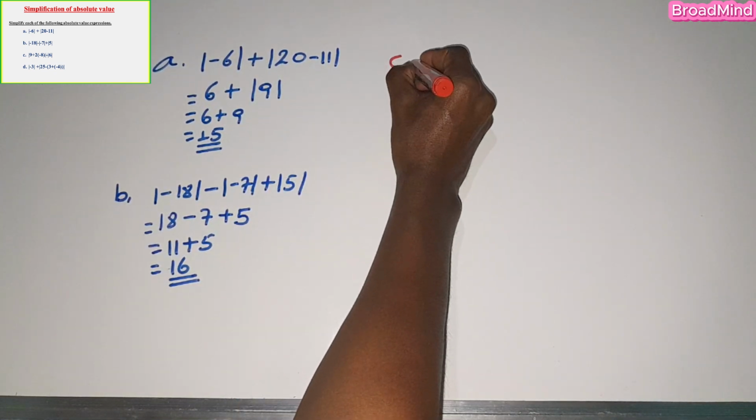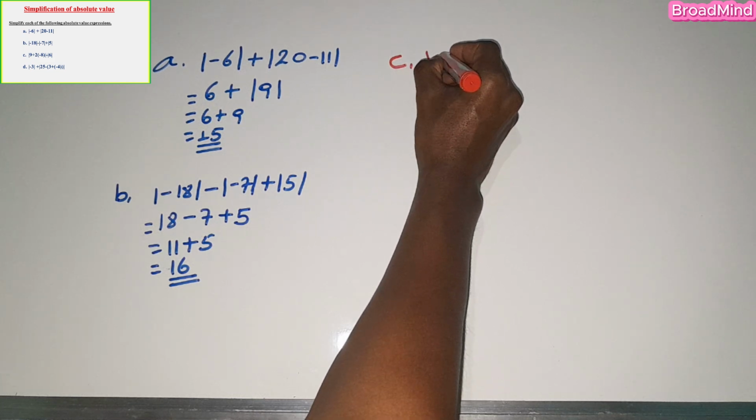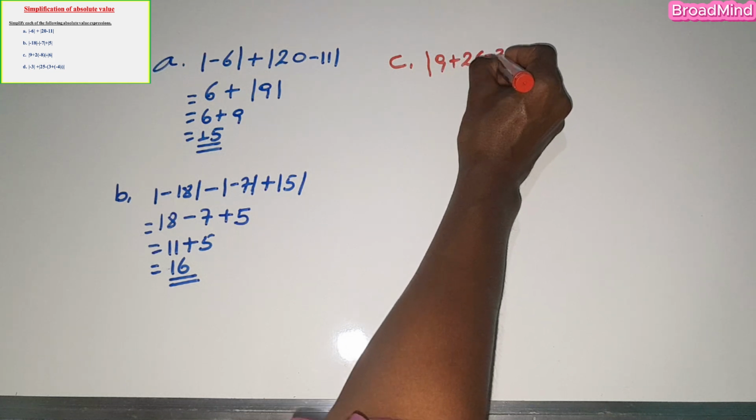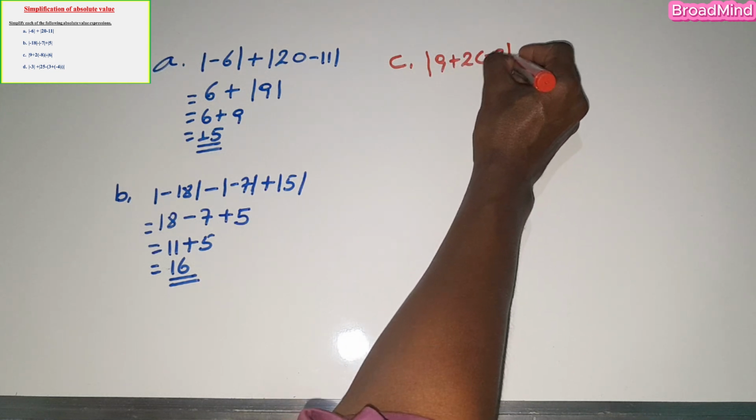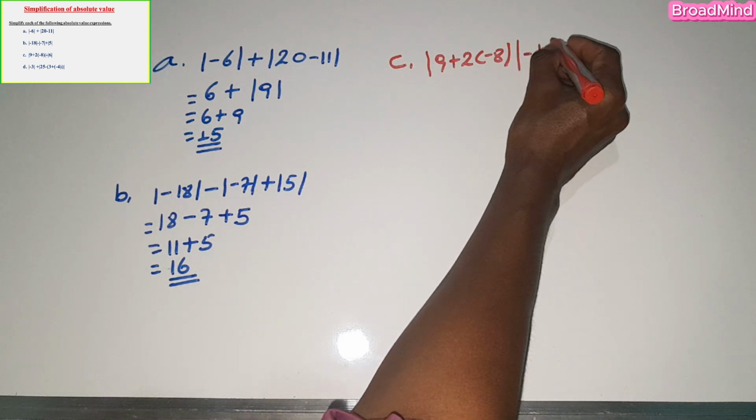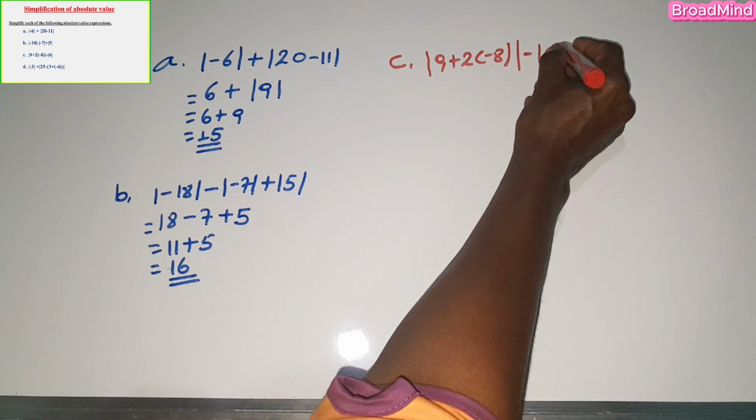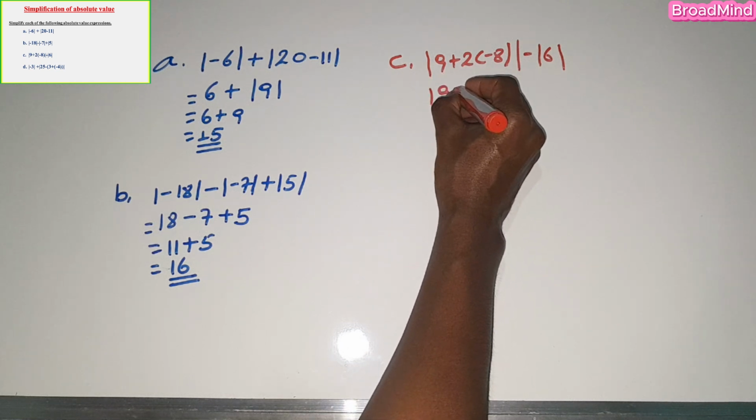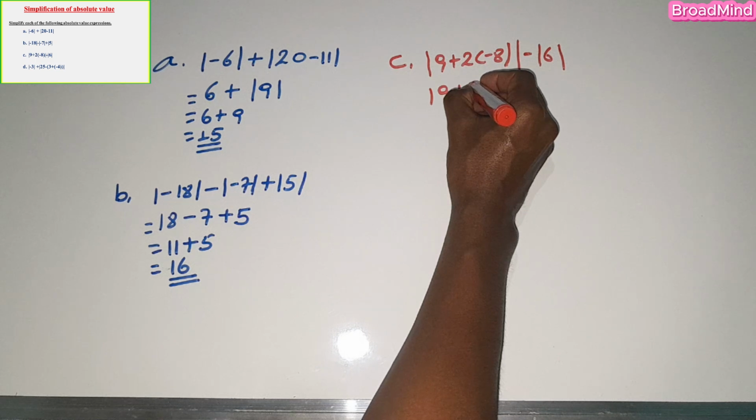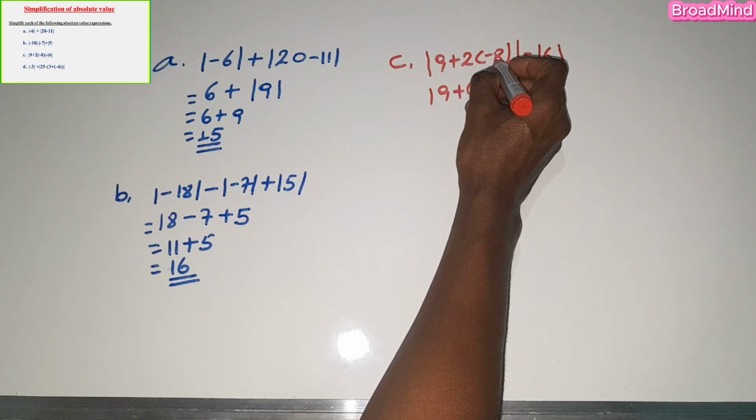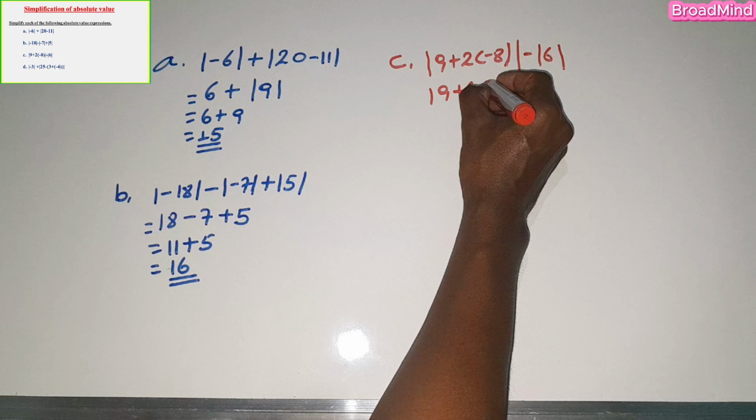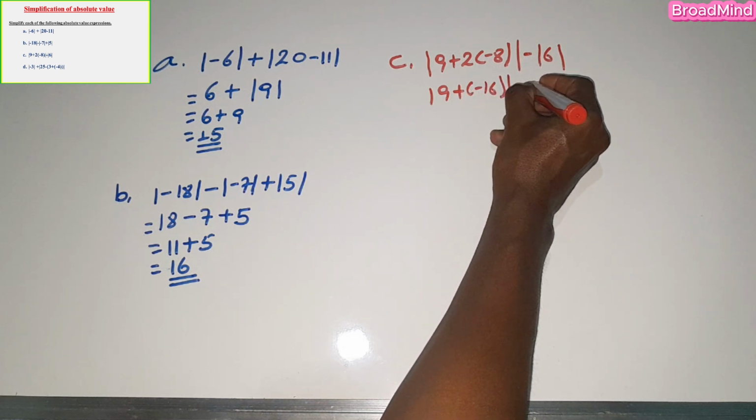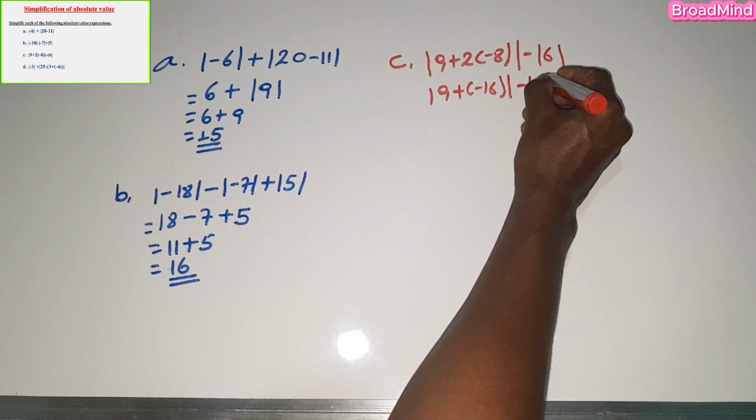Okay, C. Absolute value of 9 plus 2 in the bracket negative 8, minus absolute value of 6. So 9 plus 2 multiplied by negative 8, that is 9 plus negative 16, minus absolute value of 6.